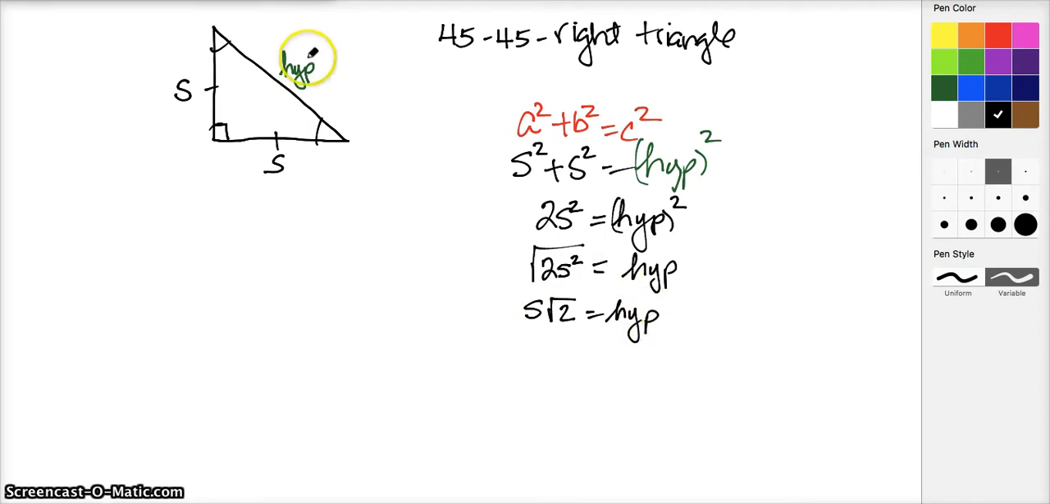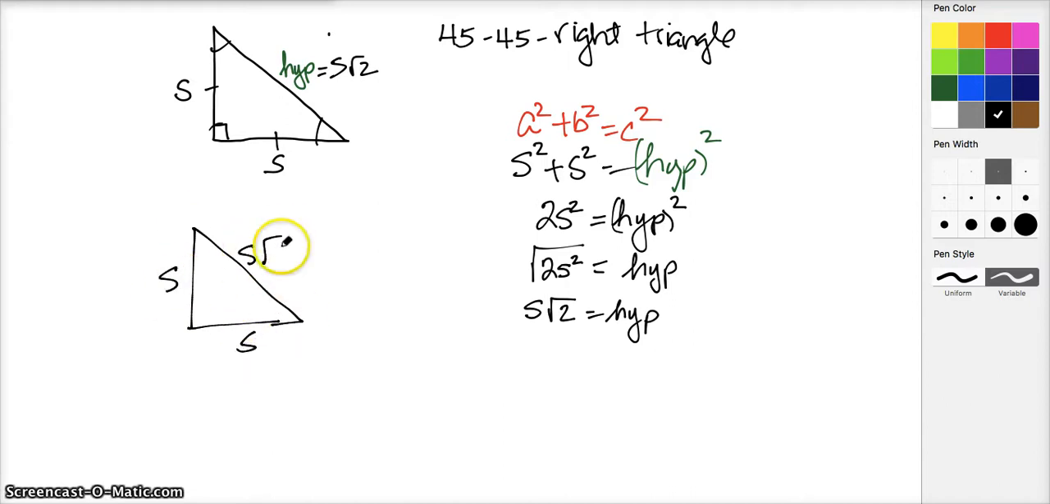Why am I doing this? I'm doing this so I don't have to apply the Pythagorean theorem every time I run into another triangle like this. So the hypotenuse will be s root 2. Sometimes when we see isosceles right triangles, or 45-45 right triangles, we see this marking, s root 2, meaning the other side length is just going to be the same thing times root 2.